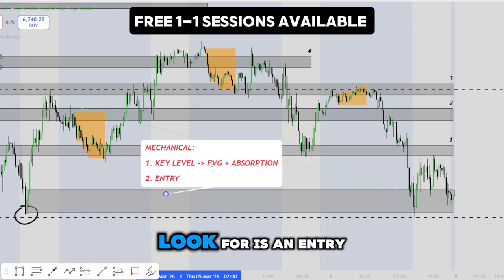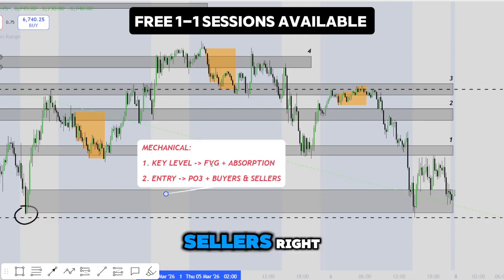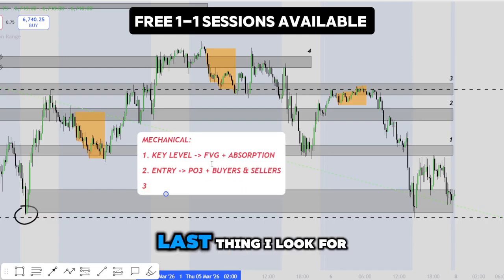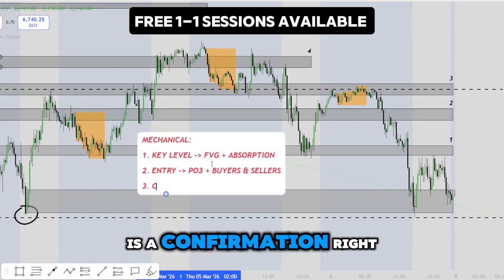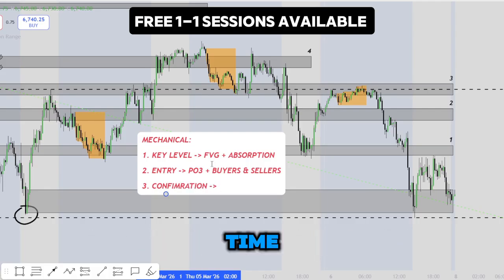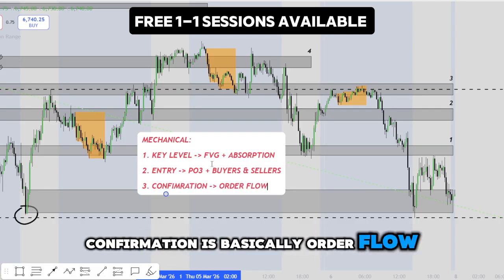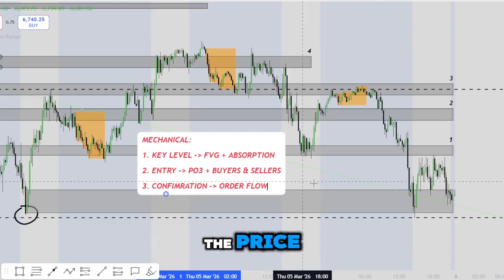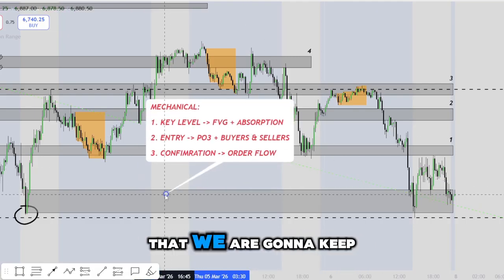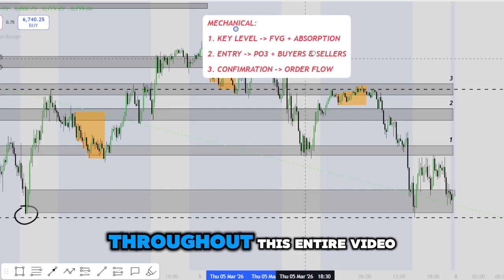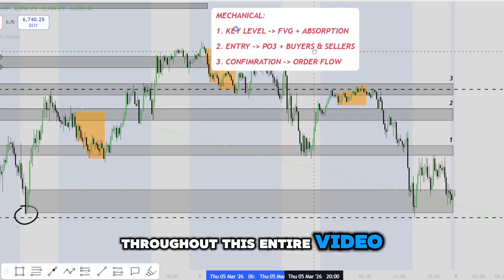Now, the second thing I look for is an entry, right? And when it comes to entry, I look at the PO3 with buyers and sellers, right? And the last thing I look for is a confirmation, right? Confirmation is very important. So a confirmation is not what looks good at the time. Confirmation is basically order flow, right? Who is in control of the price? And so these are the three steps that we are going to keep coming back to throughout this entire video.